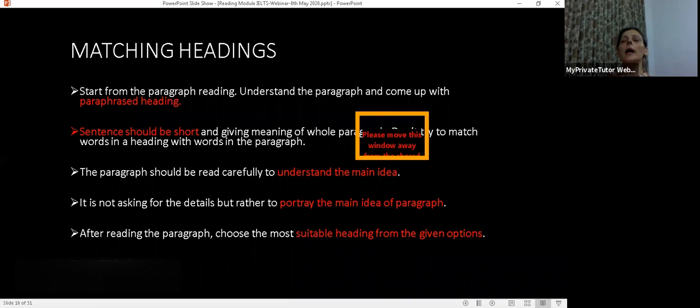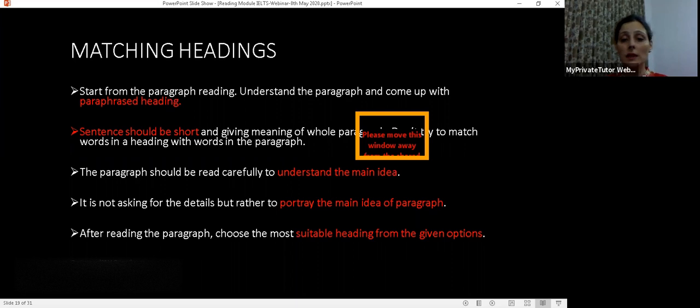Now another question, matching headings. How are you going to do that? Start from the paragraph reading. Understand the paragraph and come up with a paraphrased heading. There are going to be a lot of, three or four, options in front of you. When you have read the paragraph, then you will be able to relate which heading is the most suitable for that passage. You are going to choose the most suitable heading for the passage.